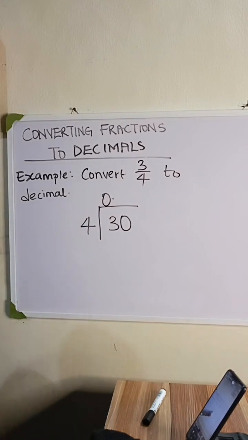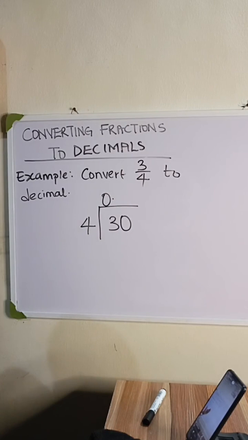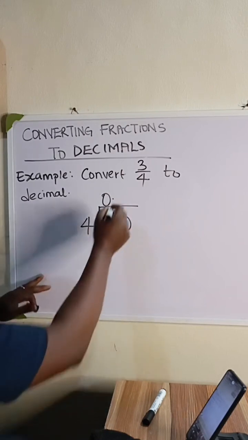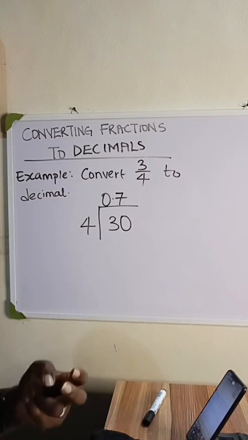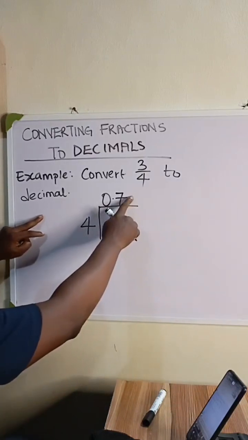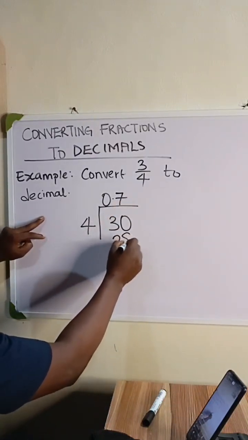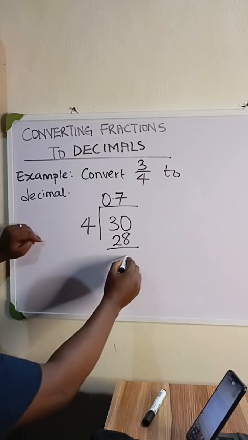Now 30 divided by 4, we are going to have 7, because 4 times 7 is 28. We cannot have 8 because 4 times 8 is 32, and 32 is bigger than 30. So now we have 7 times 4, 28. 30 minus 28 will give us 2.